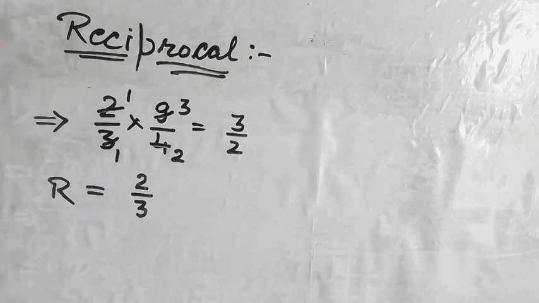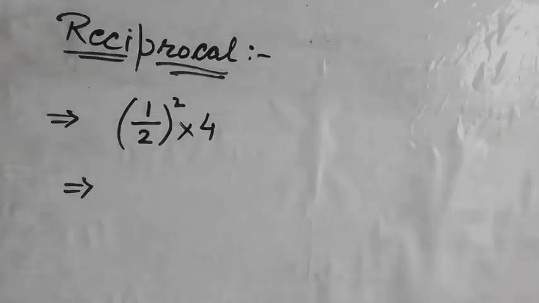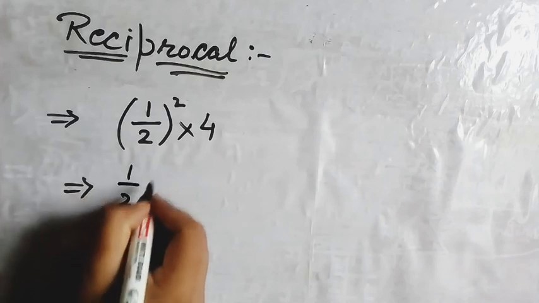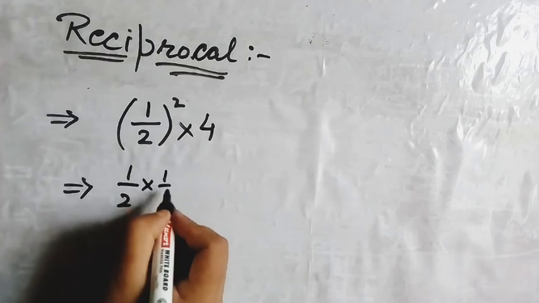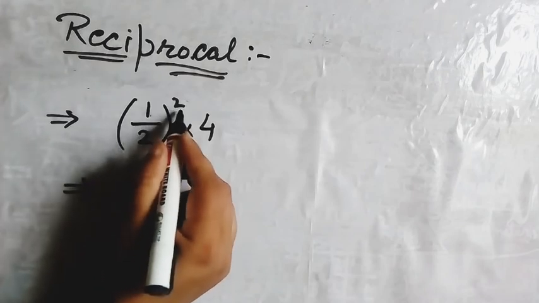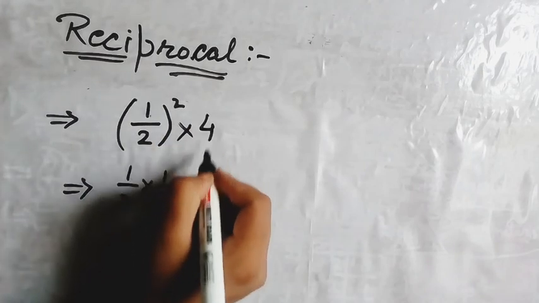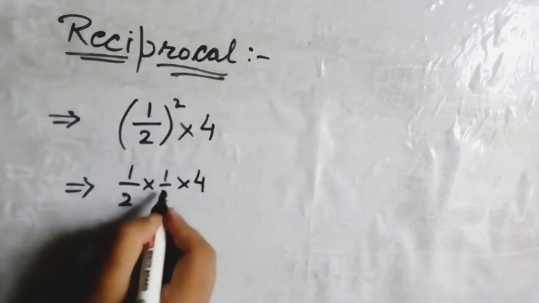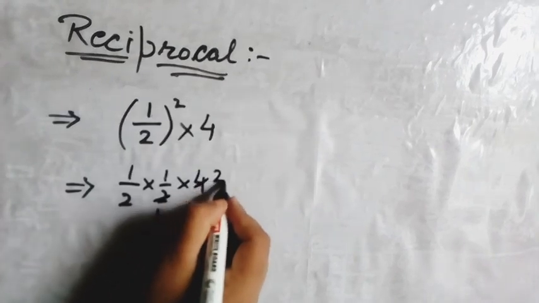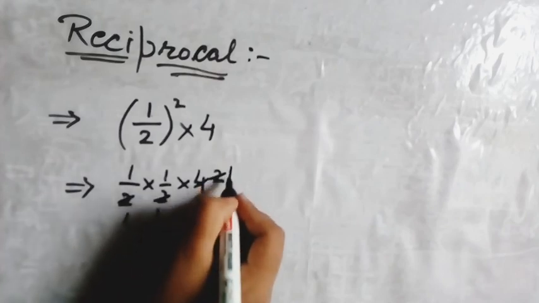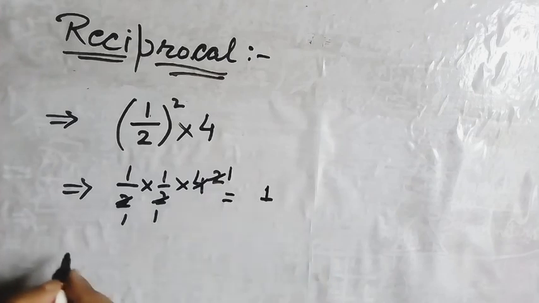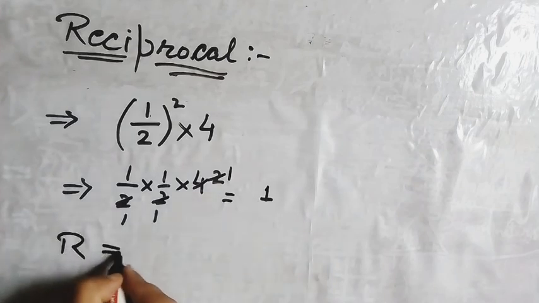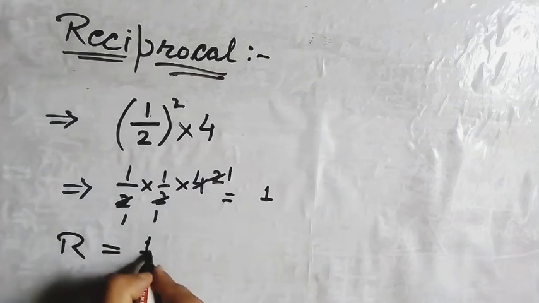So the last one I am going to discuss is find the reciprocal of 1 upon 2 whole raised to power 2 into 4. Simplify it. 1 upon 2 whole raised to power 2 will be 1 upon 2 into 1 upon 2, and whole multiplied by 4 is there. So 2 2s are 4, 2 1s are 2, it will become 1, and you know that reciprocal of 1 is 1 itself.